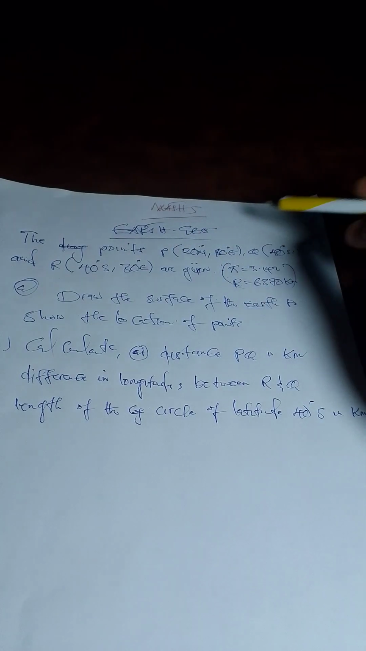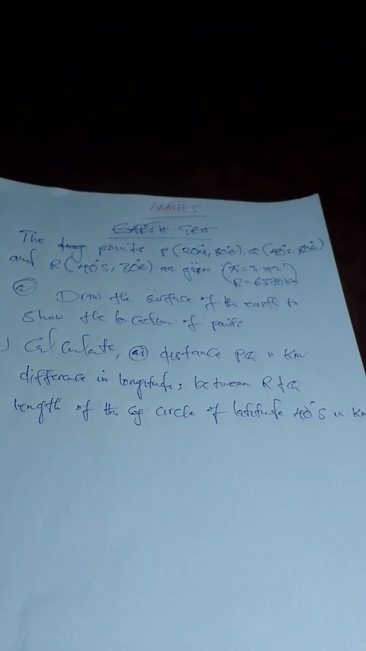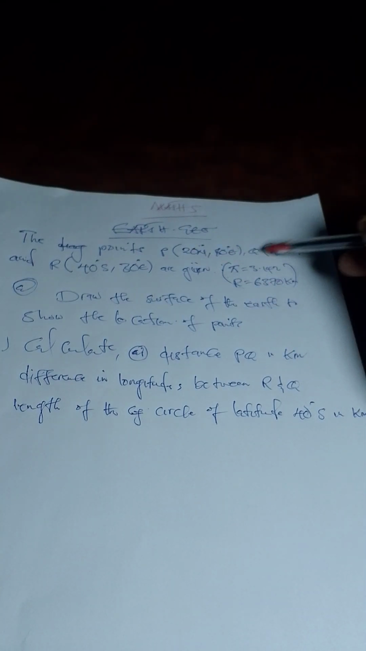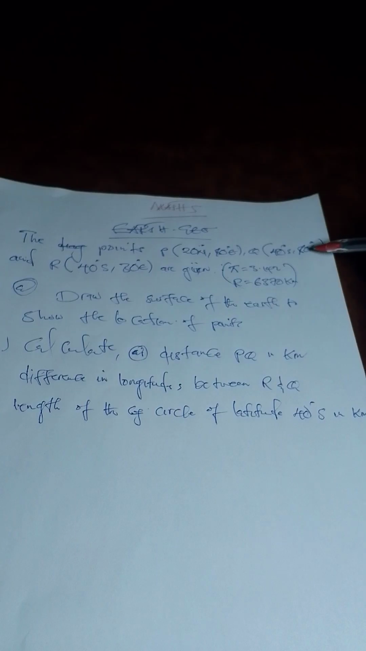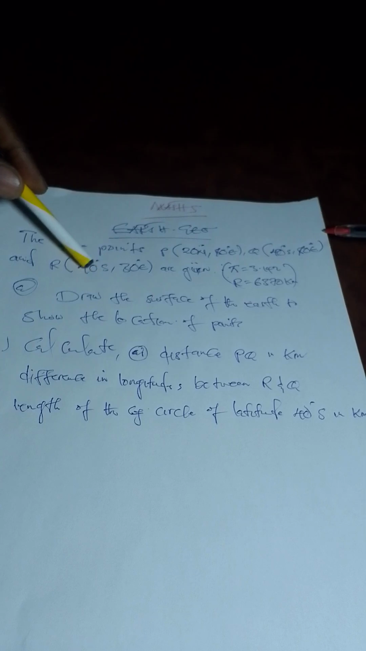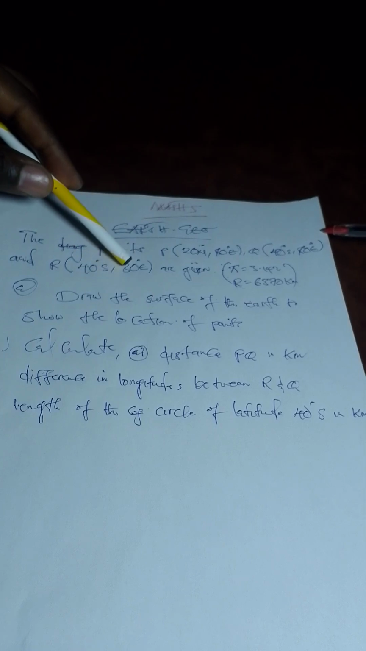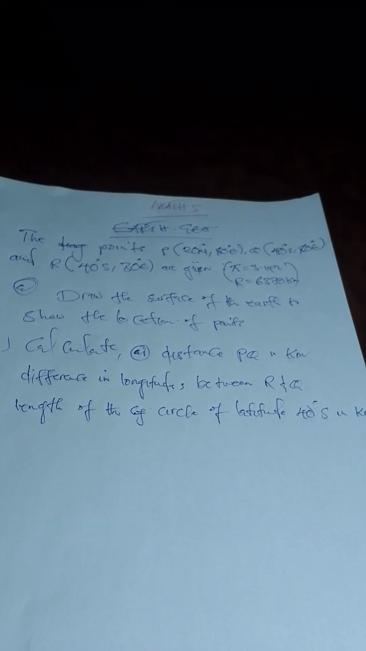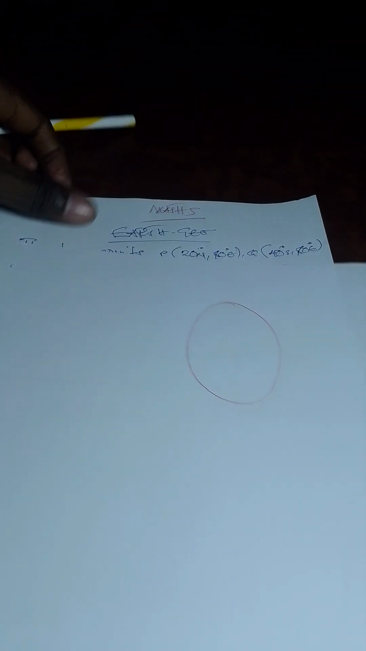So we have P, identify what we have. P, we have 20 north, 80 east, then Q we have 40 south, then 80 east, then R we have 40 south and 30 east. So in this way, we will try to come up with a diagram which will look something like this. That's a rough one.